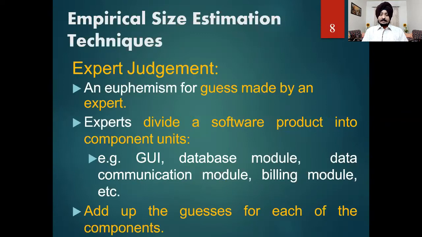If we talk about the empirical size estimation techniques, we have expert judgment. In this we have a guess made by some experts in their fields, but this type of guess might not prove vital for some kinds of projects. If the product size is small, then empirical techniques are best because we divide the software product into various components like GUI, database, modeling, communication, billing, and appoint a particular expert on each component, who gives a guess estimate of the product cost.